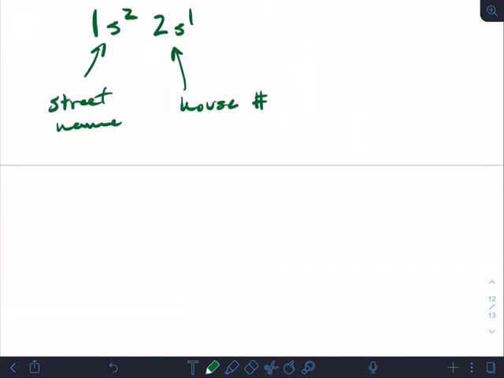All right? So let's do a couple more. Let's talk about, let's say, carbon.